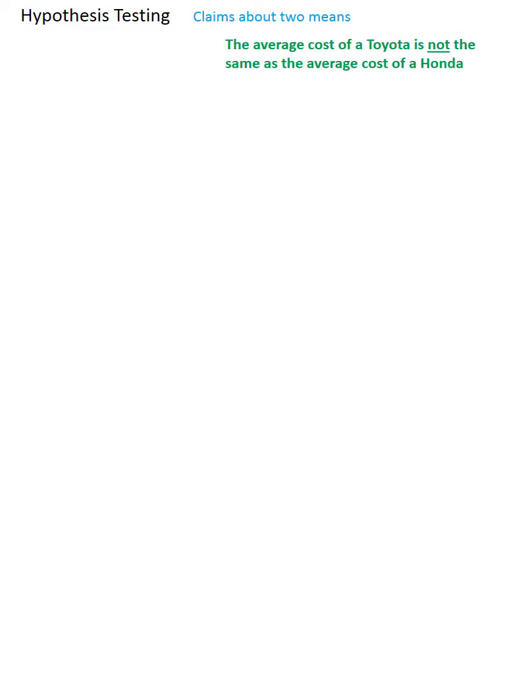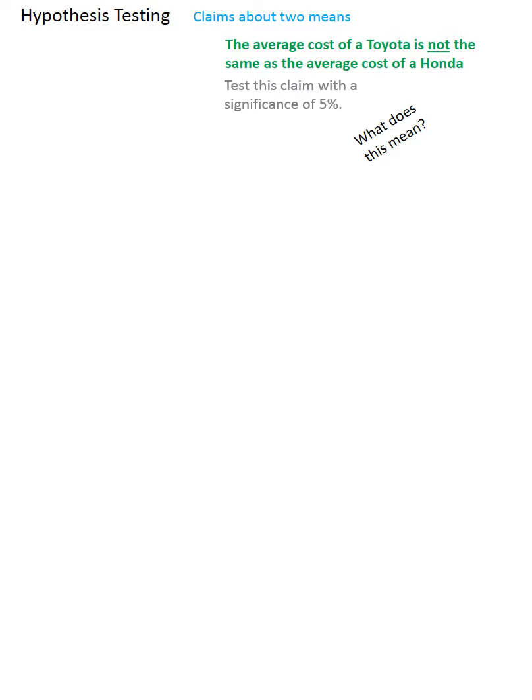Here's an example of a claim about two means. Suppose we were to claim that the average cost of a Toyota is not the same as the average cost of a Honda. Now notice we're not saying here that one is higher than the other, simply we're claiming that their averages are different. And we want to test this claim with a 5% significance.